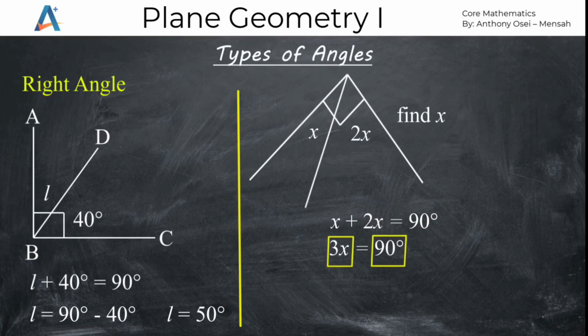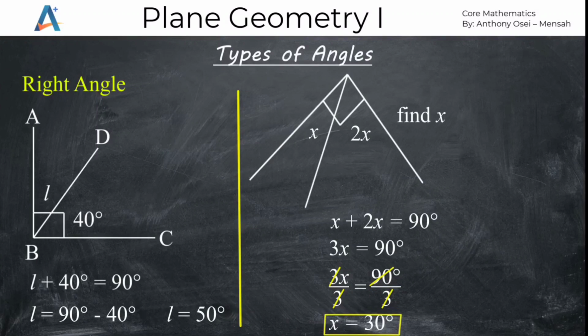Then we divide both sides by 3. This 3 will cancel this 3, remaining with X. Now 90 divided by 3, 3 into 90 is 30. So we get 30 degrees. So it means that the angle X is 30 degrees. Now, if X is 30, 2X means 2 times 30, which is 60. And 30 plus 60 should give us what we call 90. So X as 30 and 2X as 60, and then 30 plus 60 gives us 90. So the angle there is 90 degrees.